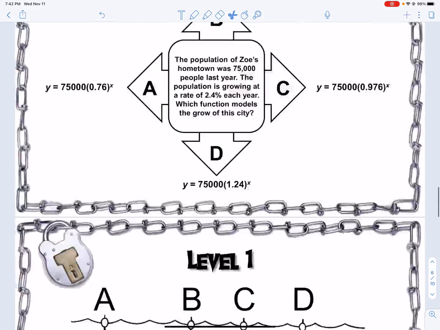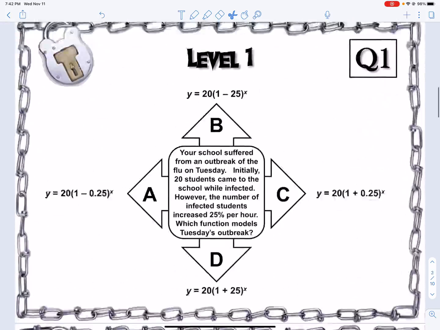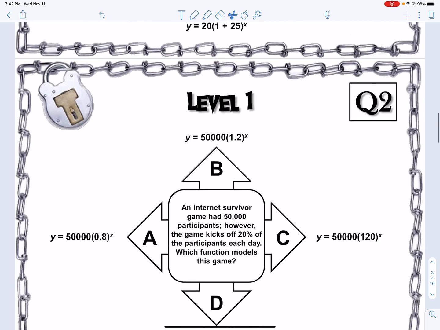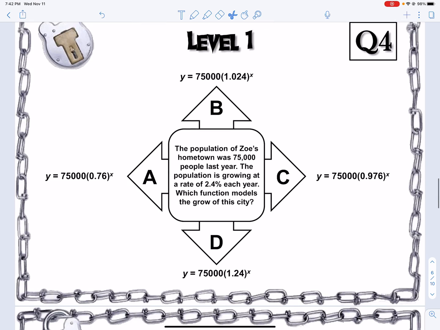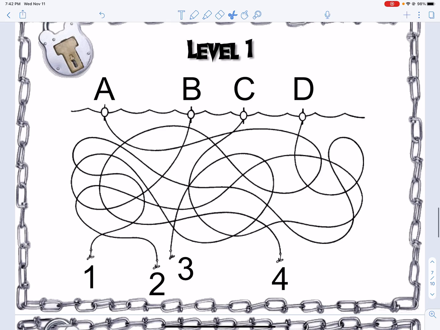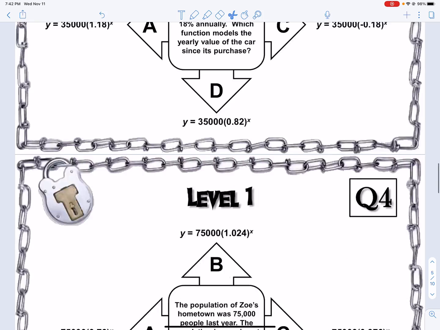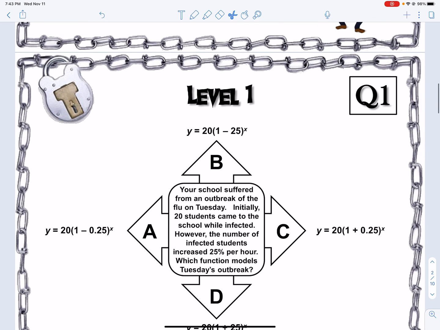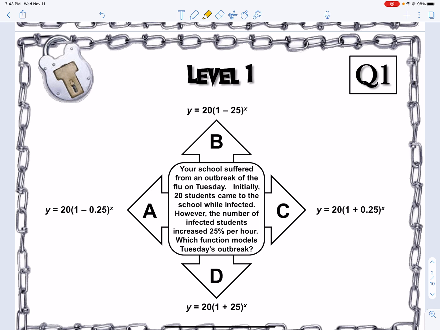Okay, so let's talk about, because you've never done this escape room before. So what it's going to be is you have level 1. So you have 4 questions, question 1, question 2, question 3, question 4. And then you have this little puzzle that helps you answer it. So I'm going to do question 1 with you. Question 1, and I have my computer out so I can just type things in my calculator, says your school suffered a flu outbreak. Initially, 20 students came.